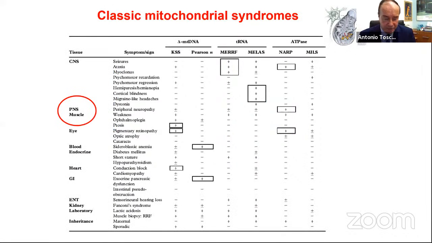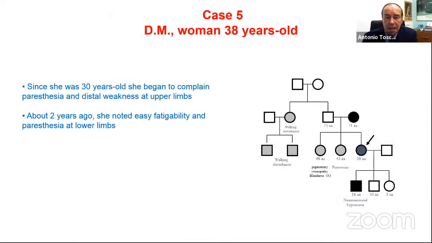And here, this is just a table from a very historical and well-known paper by Billy DiMauro's group, and you can see the presence of peripheral neuropathy in Kearns-Sayre syndrome, in MERRF, in MELAS, and in NARP. Whereas, of course, muscle involvement, especially muscle weakness, ophthalmoplegia or ptosis, is very often present in mitochondrial disorders, sometimes the reference signs for the clinicians.